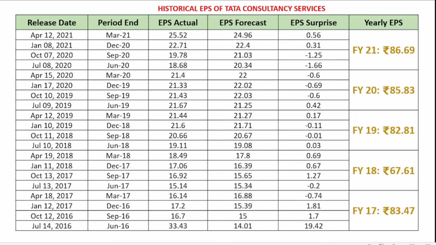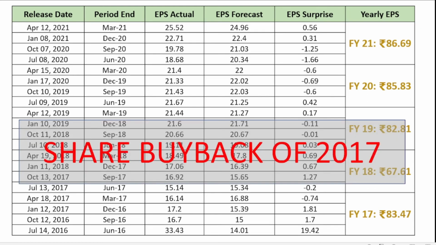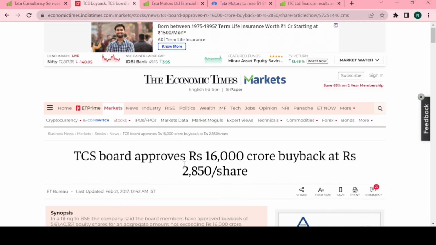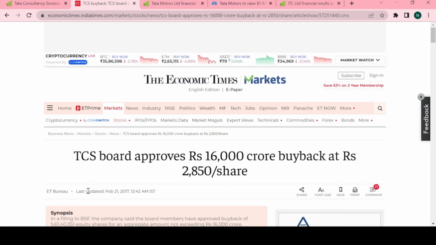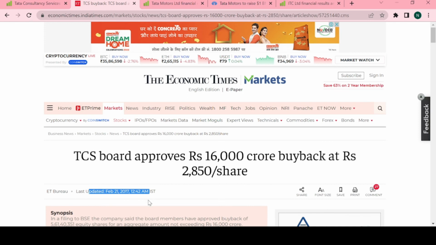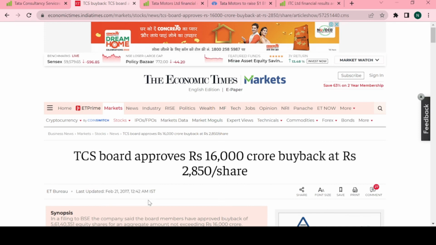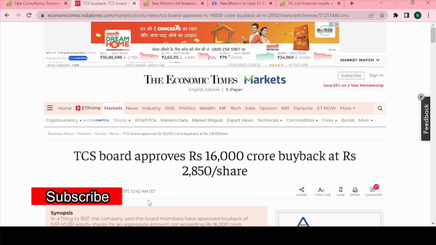For example, in FY18, the EPS of TCS was 67.61 rupees, which is quite low. And one more year of low EPS would have given a bad image to the management of TCS. Hence, what did they do? In 2017, TCS announced a buyback of shares. If you look at this news, the TCS board approved a 16,000 crore buyback at 2,850 rupees per share, on February 21, 2017. That is how sometimes management plays to manipulate EPS numbers.